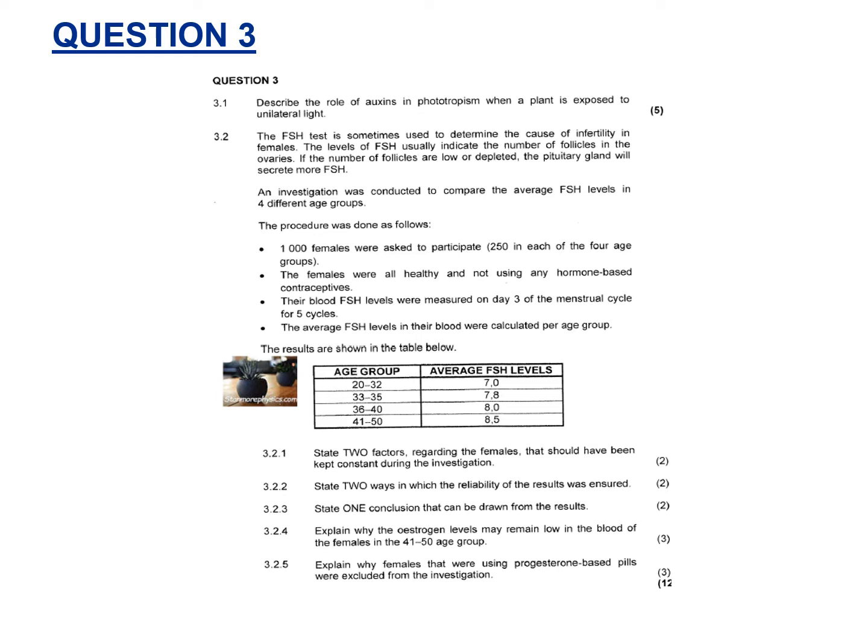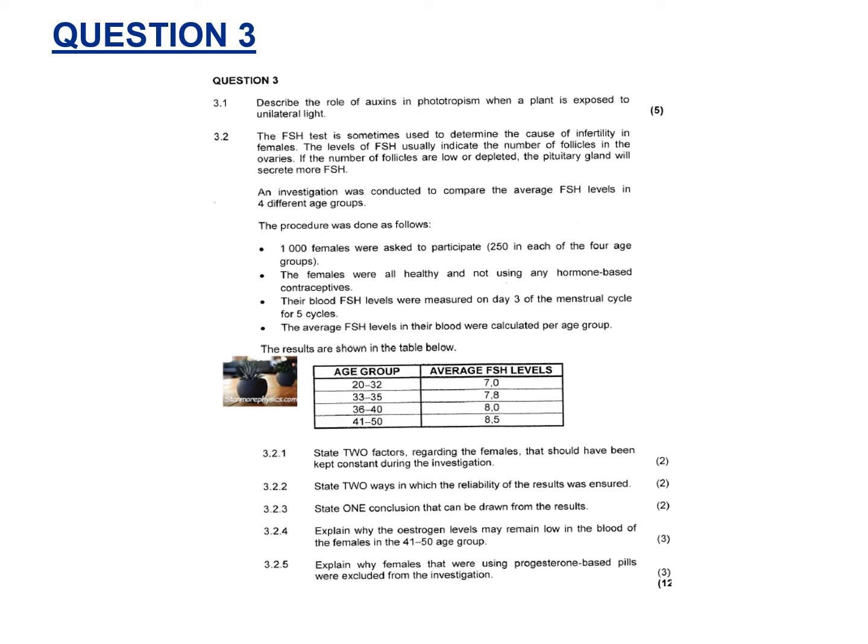Right, what are they asking you? 3.2.1. State 2 factors regarding the females that should have been kept constant during the investigation. 2 marks. 3.2.2. State 2 ways in which the reliability of the results was ensured. 2 marks. 3.2.3. State 1 conclusion that can be drawn from the results. 2 marks.